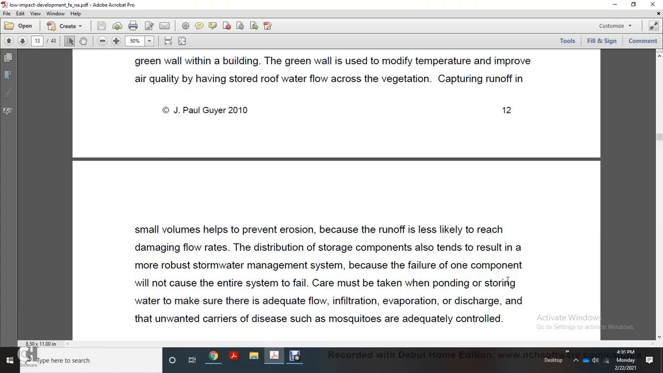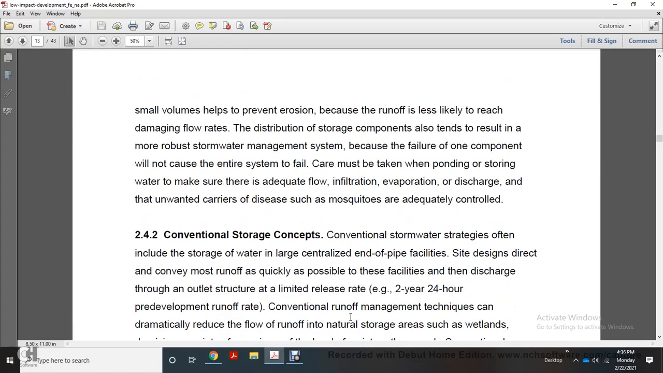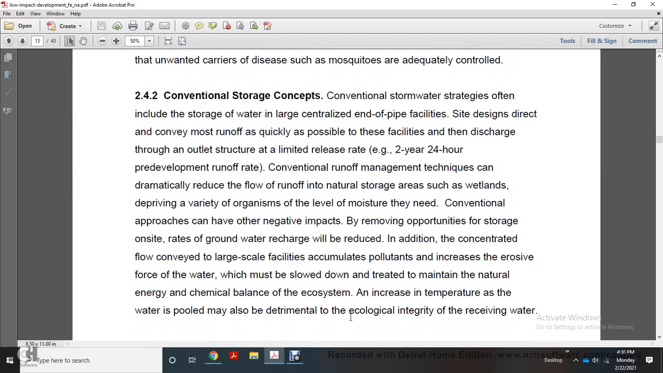Care must be taken with the ponding and storing to make sure adequate flow, infiltration, evaporation, and discharge occur, and that unwanted carriers of disease such as mosquitoes are adequately controlled. Conventional storage concepts. Conventional stormwater strategies often collect the stormwater in large, centralized end-of-pipe facilities. Storm design directs and conveys most of the runoff as quickly as possible to these facilities, then discharges through an outlet structure with limited releases, the 2-year, 24-hour pre-development runoff rate.